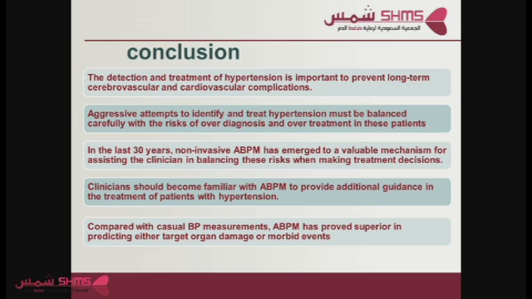In conclusion, ladies and gentlemen, the detection and treatment of hypertension is important to prevent long-term cerebrovascular and cardiovascular complications. Aggressive attempts to identify and treat hypertension must be balanced carefully with the risk of overdiagnosis and overtreatment in these patients. In the last 30 years, non-invasive ambulatory blood pressure monitoring has emerged and has been very valuable to our diagnosis.